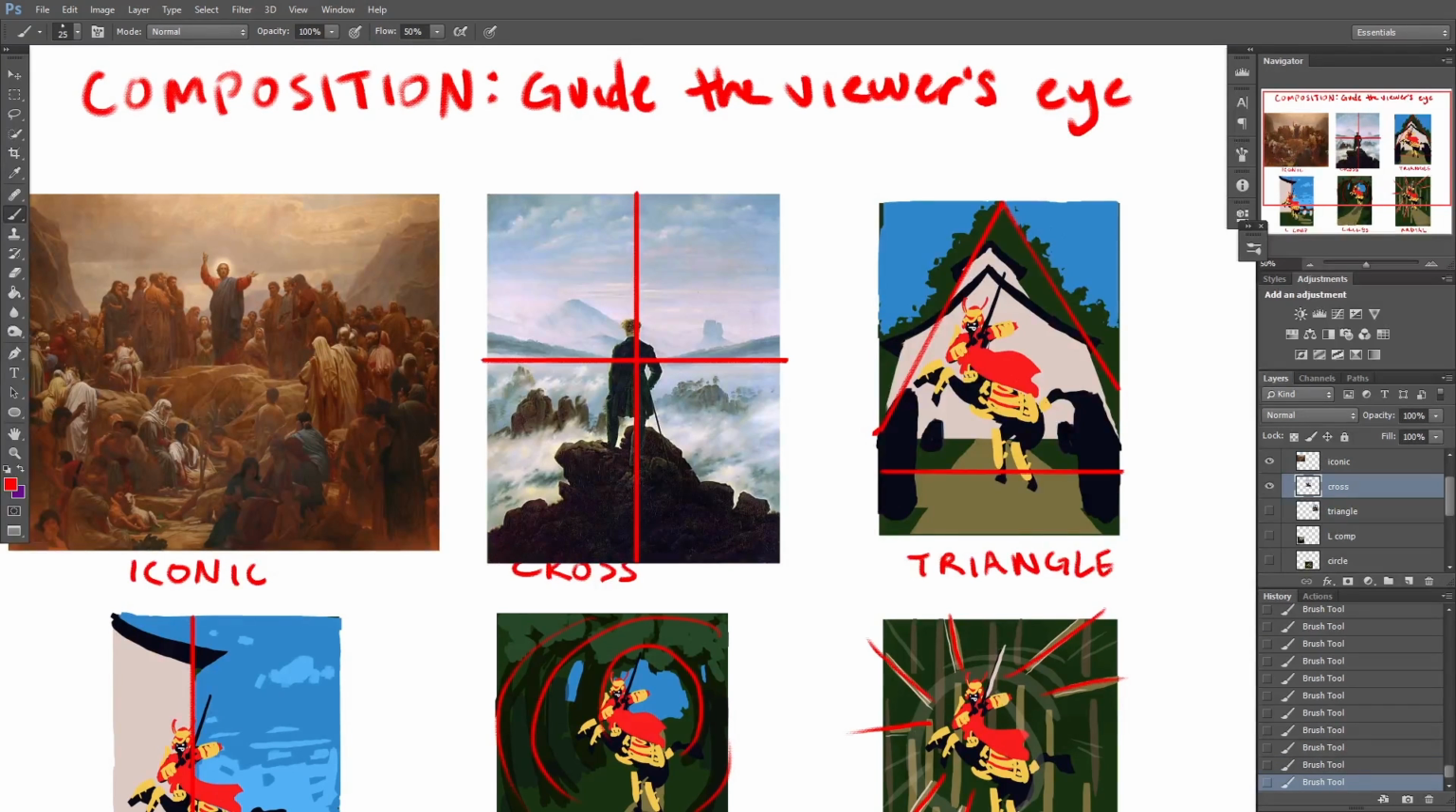And once again, you can see that no matter where somebody comes into this painting, no matter where they're looking, there are shapes that are guiding their eye back to the central character, most notably the center lines and the horizontal lines of the ground plane.